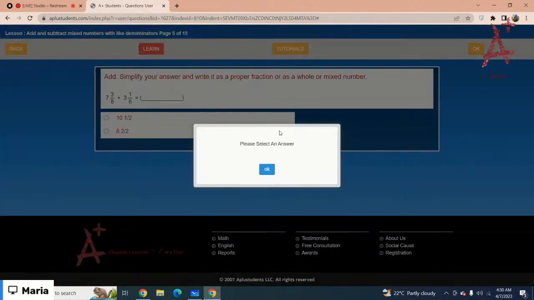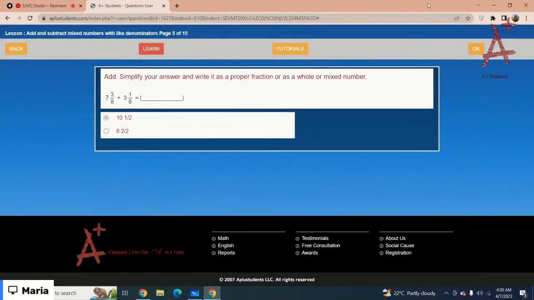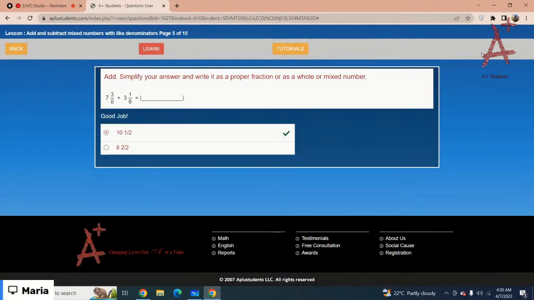So just select the correct option and then click on the OK button.